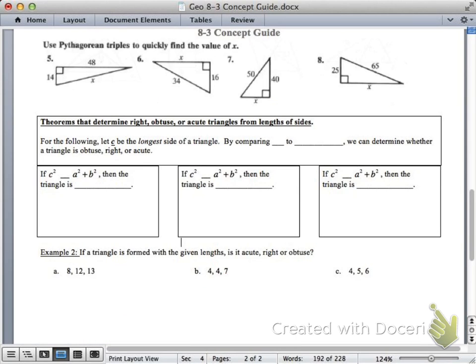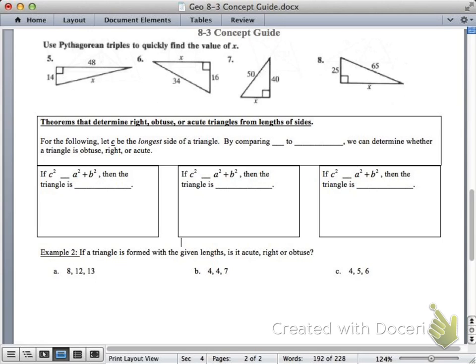So here's how this gets started. By the way, you'll use this in future math classes, on the SAT, the ACT. They love these special right triangles, and not the special right triangles, the Pythagorean triples. But here's an example of how we can use the Pythagorean triples.